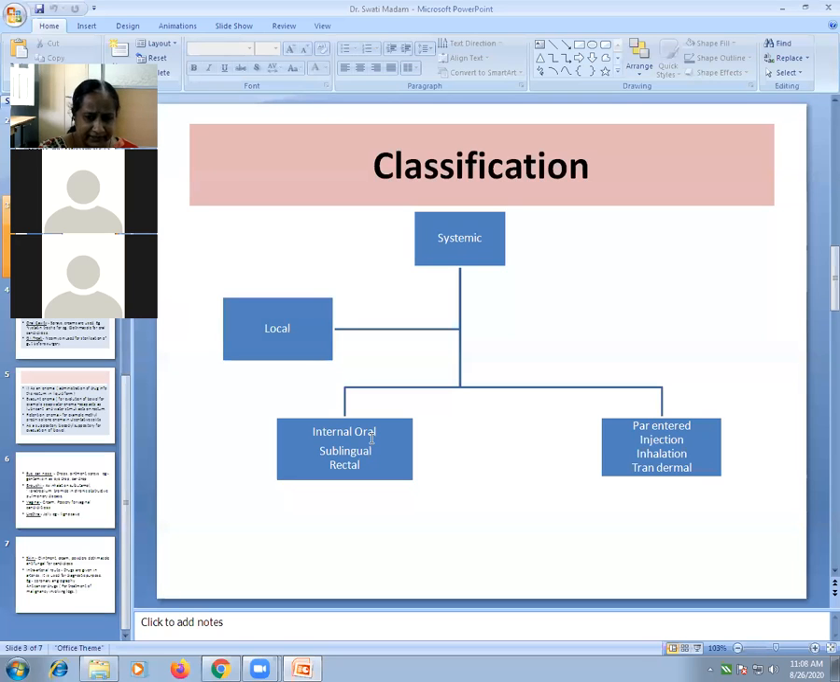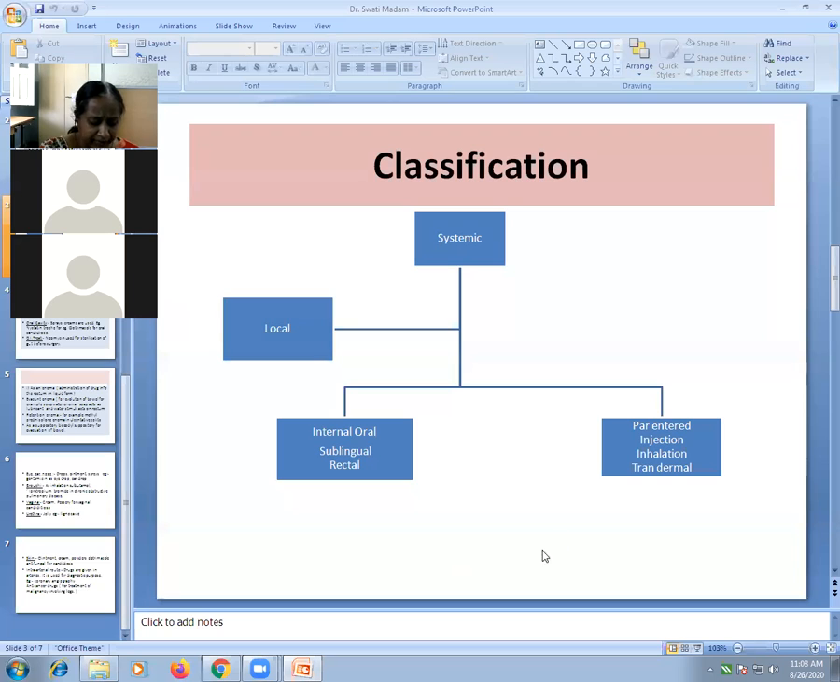What are the advantages of this route? This is asked in exam. Short questions are asked: what are the advantages? Self-administration is possible. This route is economic, safe and convenient.